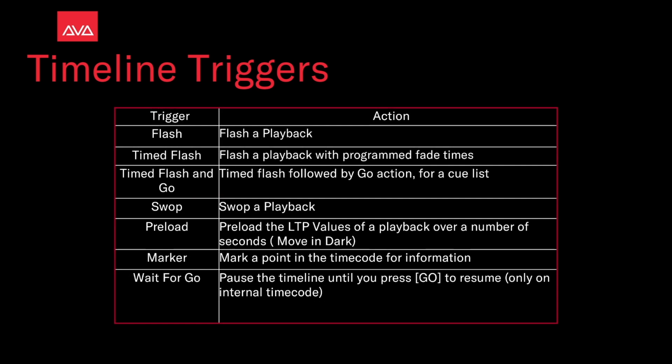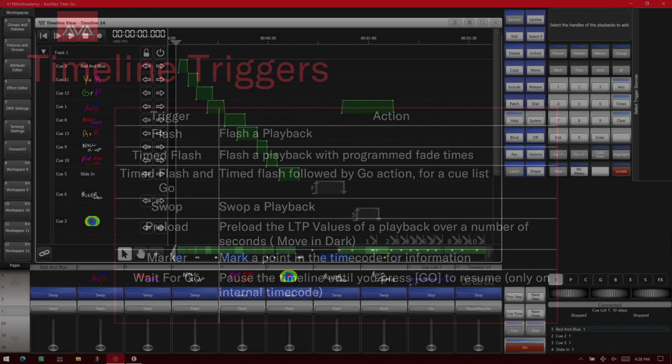Flash will flash a playback. Time flash, flash playback with programmed fade times. Time flash and go, time flash followed by go action for a cue list. Swap will swap a playback. Preload, preload LTP values of the playback over a number of seconds. This is the same as a move in dark in a cue list. Marker marks a point in the time code for information. Wait for go pauses the timeline until you press go to resume. This only works on internal time code. So let's take a look at that.